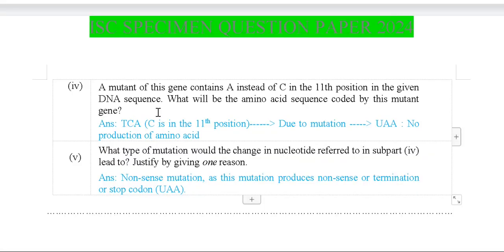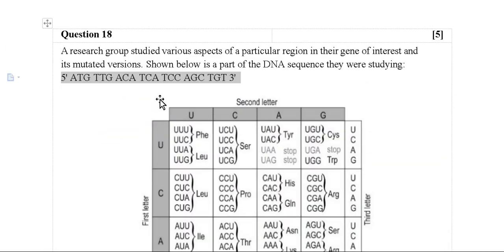A mutant of this gene contains A instead of C in the 11th position in the given DNA sequence. What will be the amino acid sequence coded by this mutant gene? So TCA, just move through this diagram. TCA, here it is. If you count 1, 2, 3, 4, 5, 6, 7, 8, 9, 10, 11, this is C, which is in the 11th position.